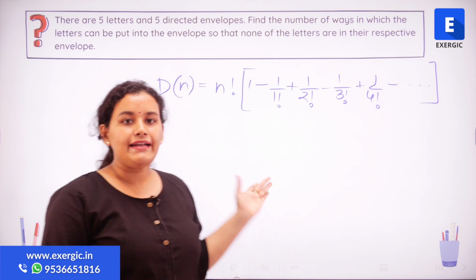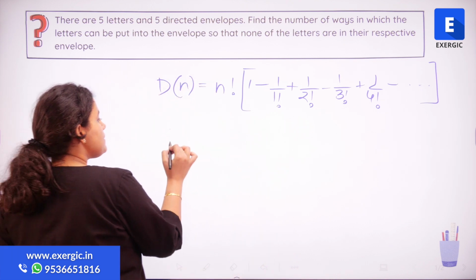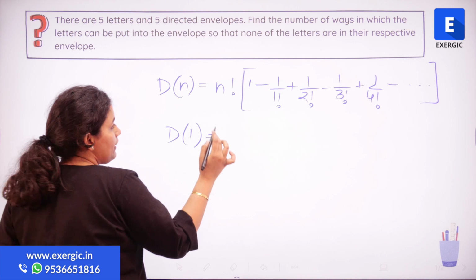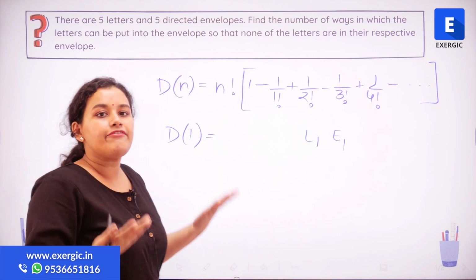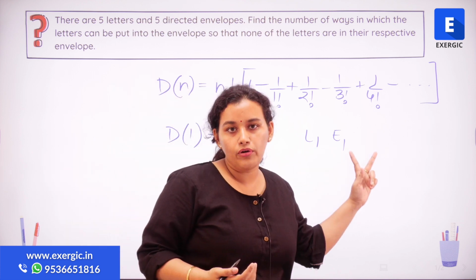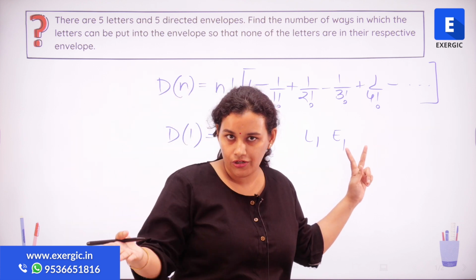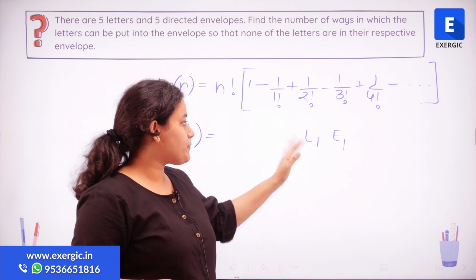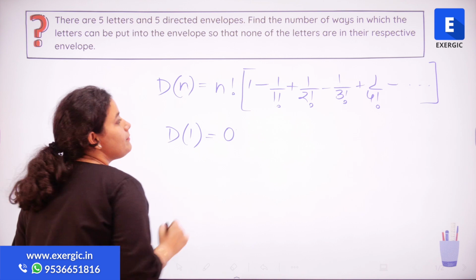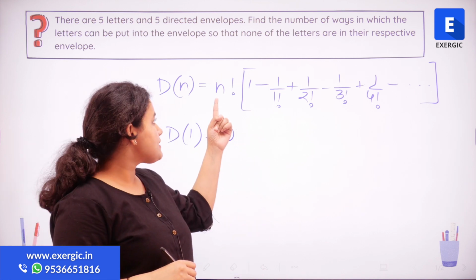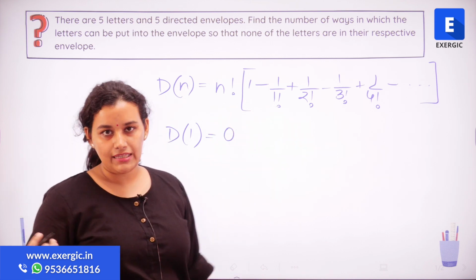So let's plug in individual values and see what happens when n is equal to 1. When I have only one letter and one envelope, is there any way by which this letter will not go into the corresponding envelope? No, because there's no other option for it. So it has to go to its corresponding envelope. So D1 will be equal to 0. And if you put n as 1 here, then you're going to get 0.